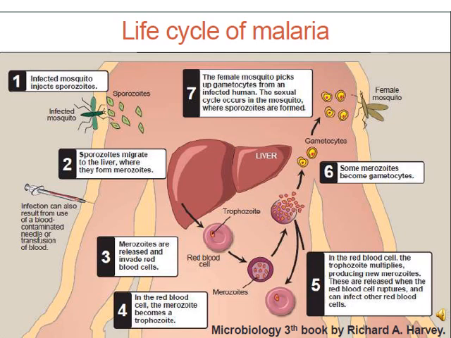These female mosquitoes pick up the gametocytes from infected humans, and the sexual cycle occurs in the mosquitoes where sporozoites are formed. The sexual cycle in the females is responsible for the production of the sporozoites, and these cycles continue.